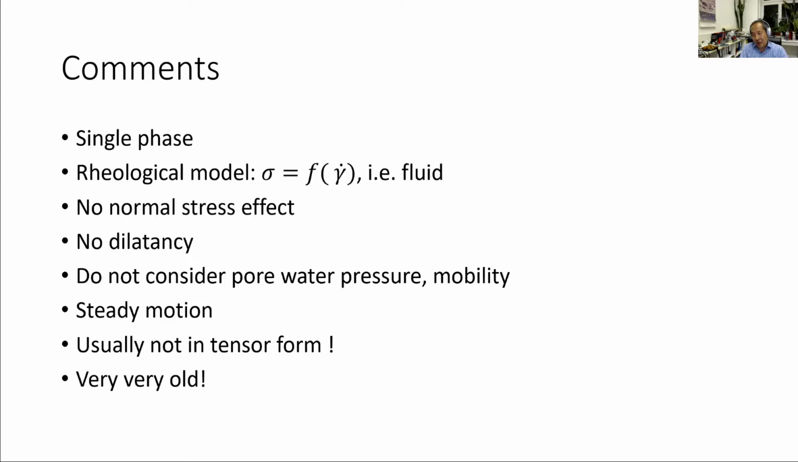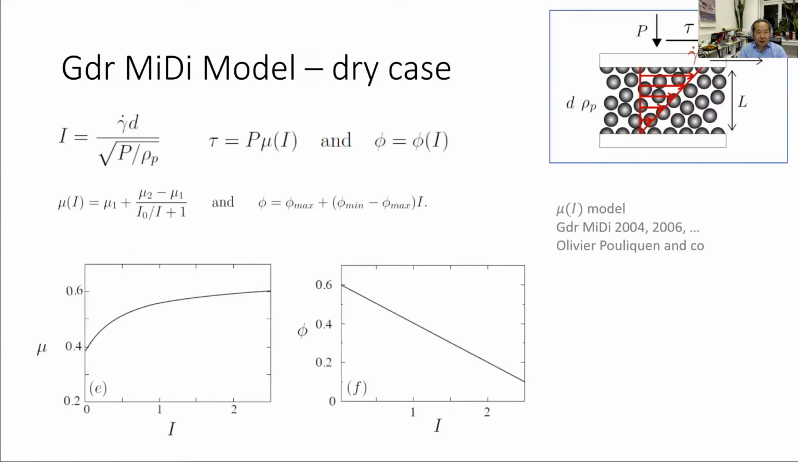And now I turn to a more recent model that has gained popularity in the last few years. This model is the so-called GDR-MiDi model. It's a fancy name from a French colleague. French colleagues like fancy names. Let's look at the dry case, and then the case when the granular material is saturated. The people working on it are basically from physics. They are physicists, not engineers, right? This model is sometimes also called the mu-I model.